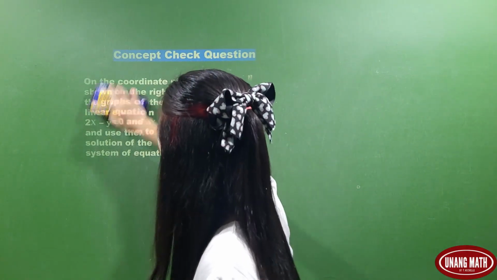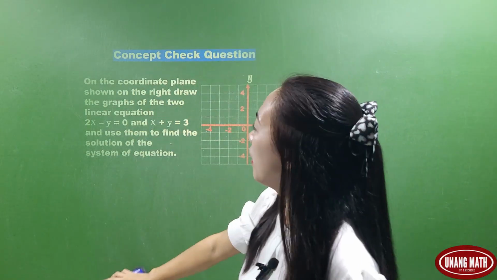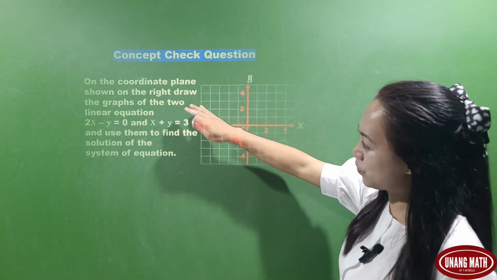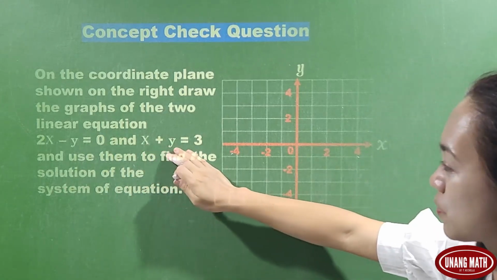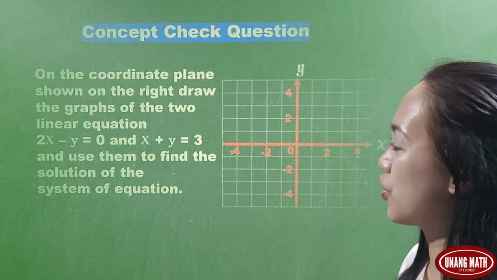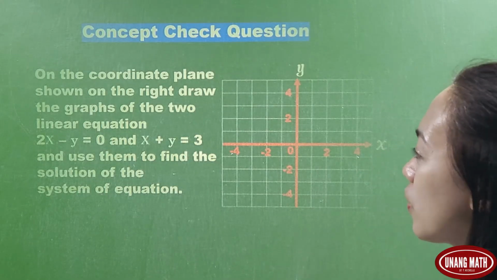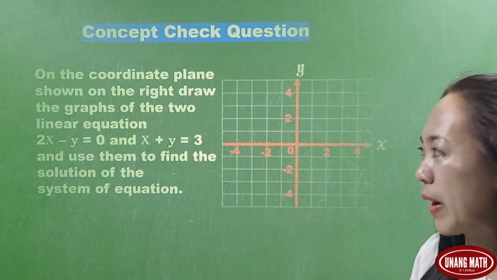Okay, let's give more example by answering this concept check question. On the coordinate plane shown on the right, draw the graphs of the two linear equations 2x minus y is equal to 0 and x plus y is equal to 3, and use them to find the solution of the system of equations. So first, we will be graphing these two equations.